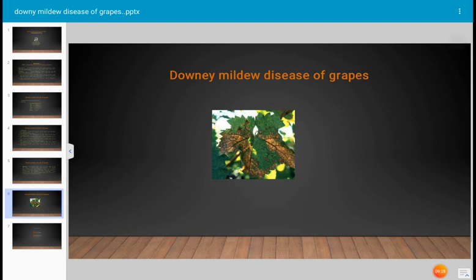Next, this is the infected leaf of downy mildew disease of grapes, which is caused by Plasmopara viticola. This is all about downy mildew disease of grapes. This is the practical protocol discussed here, and you know what you have to do, what the requirements are, and how to perform the practical in sterile condition only. Every plant pathology practical you have to do in sterile condition only.